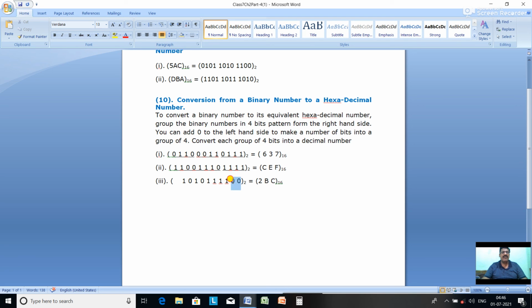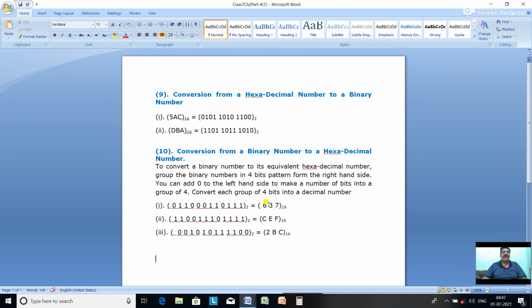Now see the last one. Make the first group of 4 bit, second group of 4 bit. Now at last, how many digits are left? You can see here only 2 digits are left. So what will we put here? We'll put 00 to make it 4 bit. Now it is a group of 4 bit. So this way, make the groups of 4 from the right side. So 0010 is 2, 1011 is B, that is 11, and 1100 is C, that is 12.